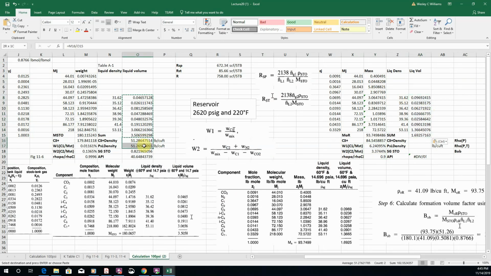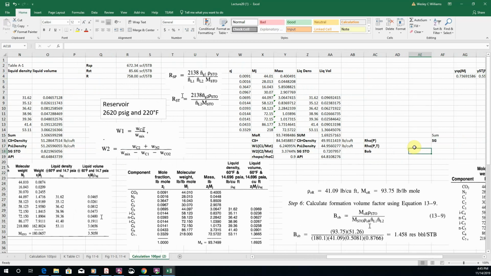Actually, I should be able to copy all of these as well. Paste them over here. So our API gravity back there is quite high. It's because none of the gases have come out yet. It's fairly light, because this is what's initially coming into the separator. So this is our 0.9 times the propane plus density, which gives us that value.